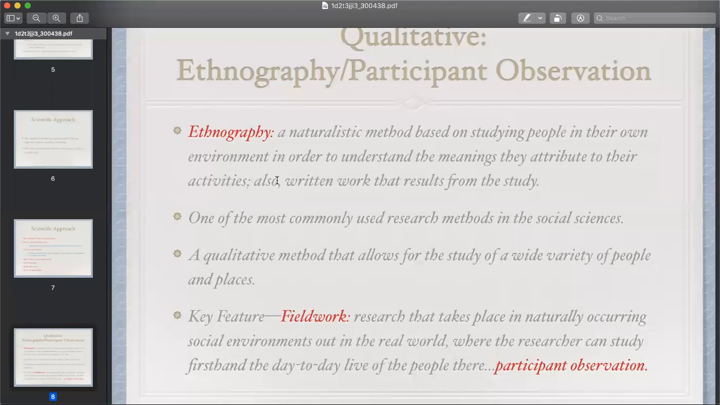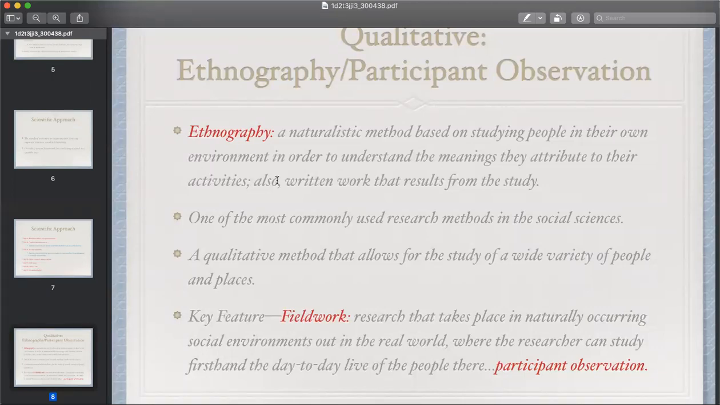We're not an outsider looking in per se. Instead, we find a way to infiltrate that group, to become a member of that group. We engage in the exact same daily activities as that group. We have to develop trust in order to be welcomed into that group. And we do everything that they do so that we can be viewed as one of their own.